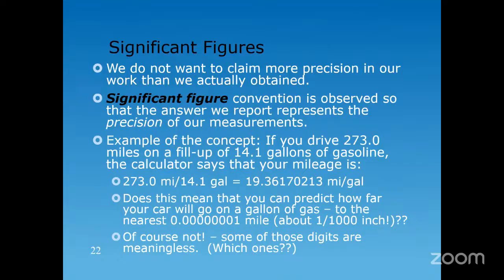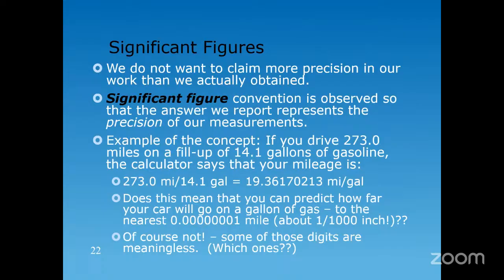Okay, so the point being made in this slide is that whenever you're trying to record or present a measured value, you don't want to claim that the value is more precise than what was actually measured. And they gave the example of driving a car, and let's say the car has a volume in the tank of 14.1 gallons, and you drive 273.0 miles on a fill-up tank.